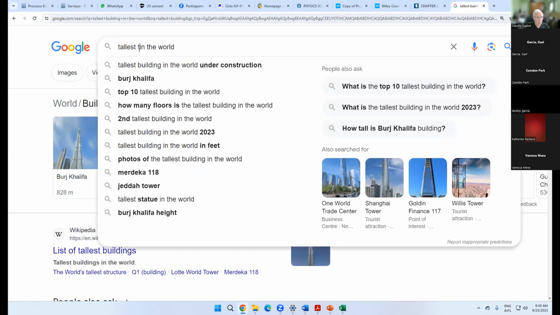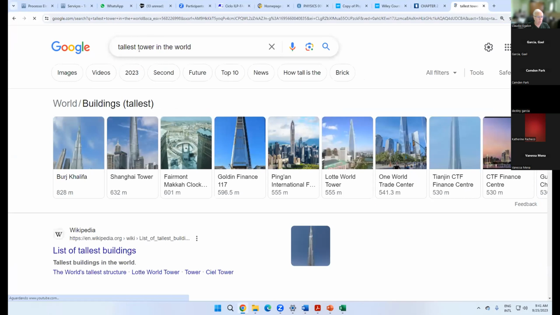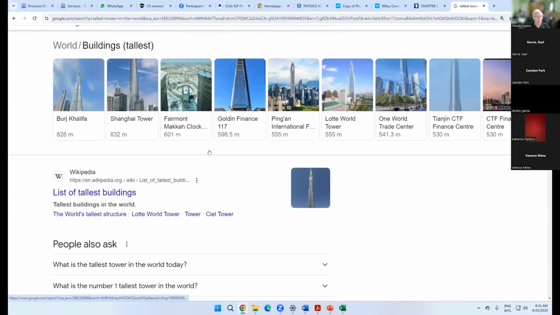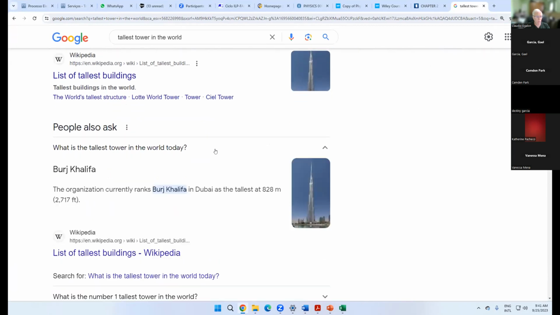Let's take a look. Tallest tower in the world. Towers are easy, don't you have? Let's see, tallest tower in the world today. Oh yeah, they still consider the building a tower. That's the one there in Dubai.